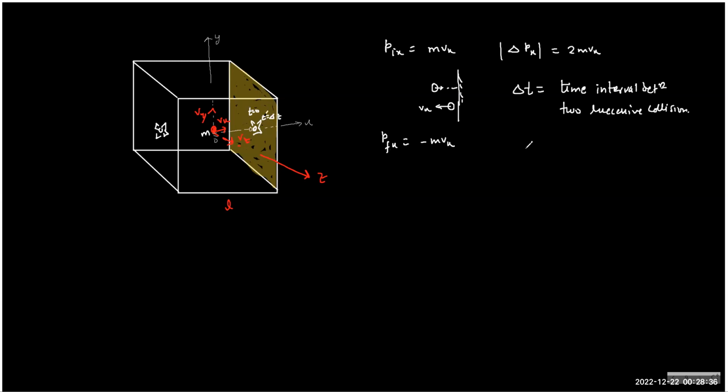So what is delta t? How much time will it take to go from the shaded surface to the back wall? L by Vx. To go from here to here you take L by Vx, and to come back again L by Vx. So the total time interval between two successive collisions with the same surface is 2L by Vx, isn't it?